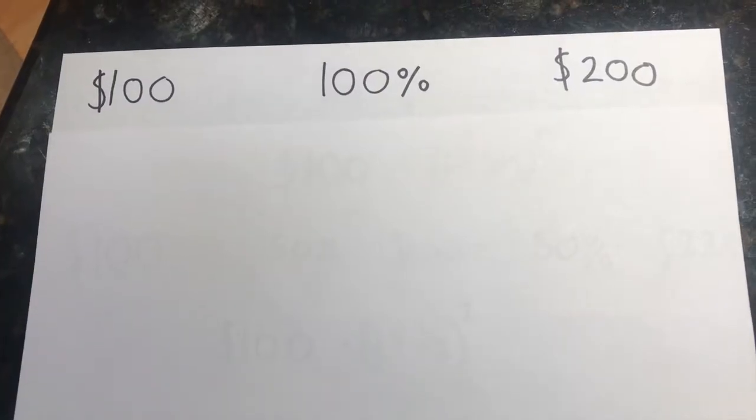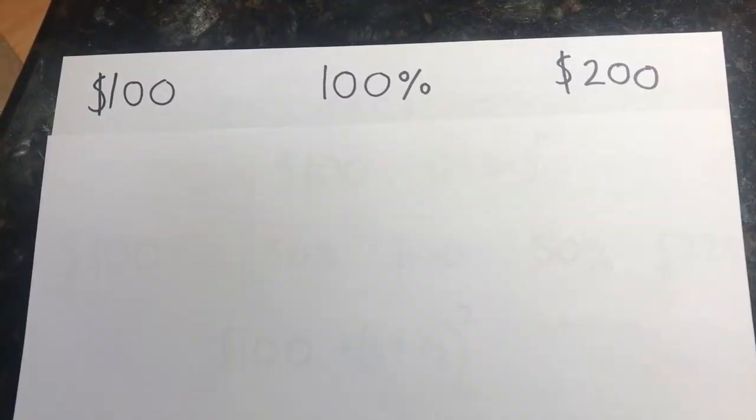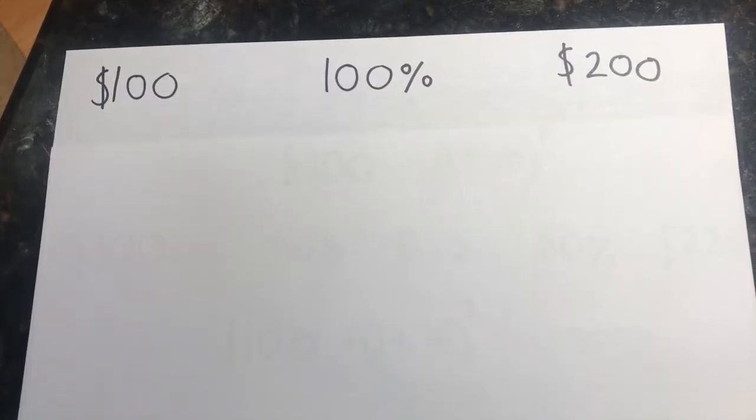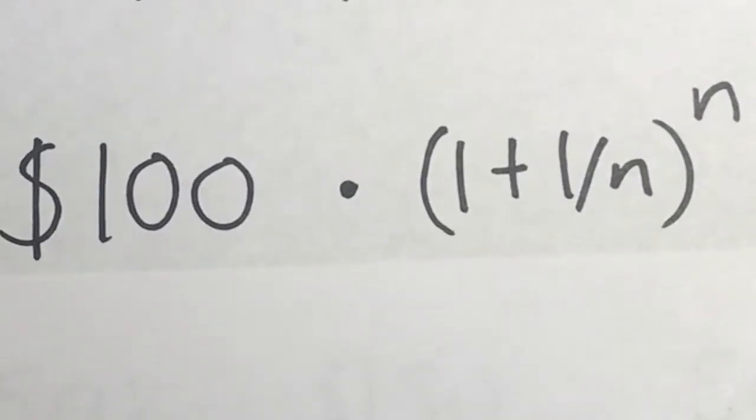Compounding interest is a key part of E. E was discovered in 1683 by Jacob Bernoulli while studying compound interest. If a bank account starts with $100 and pays 100% interest each year and gets compounded annually, after 1 year, that $100 will have turned into $200. This value can be found in the following expression: $100 times (1 + 1/n)^n.